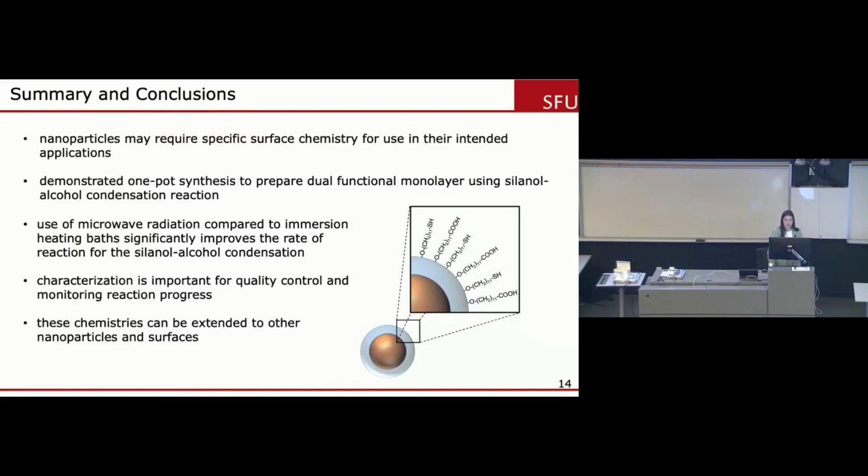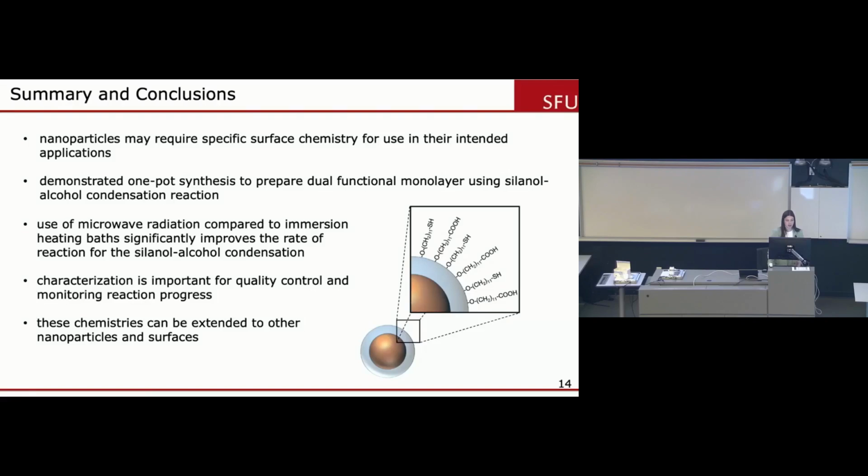So in summary of what I presented here today, I just want to showcase that nanoparticles may require specific surface chemistry for their intended applications, and it would be really nice to be able to tune those in a specific way to meet the outcome that is desired. And the use of microwave radiation really sped up our reaction process and made this much more efficient and much more easy to scale up in the future.